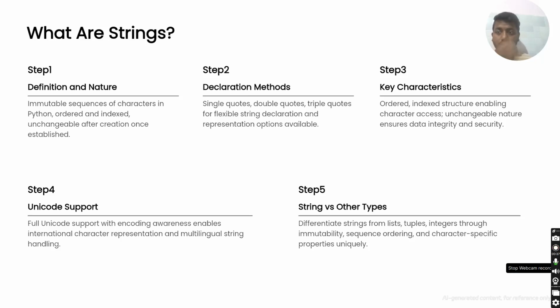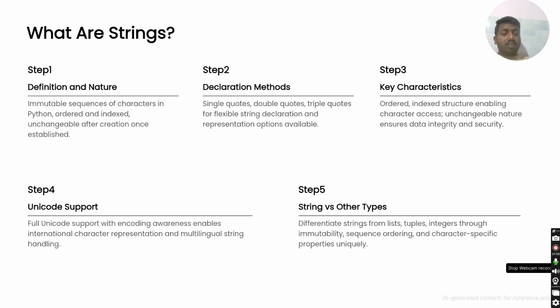What are actually strings? Strings are immutable sequences of characters in Python which are ordered and indexed, unchangeable after creation once established. Which means that the characteristics of a string are ordered, indexed, immutable and a sequence of characters. The declaration methods: we can declare strings using single quotations, double quotations, and triple quotations also. Strings are flexible for declaration, and representation options are also available.